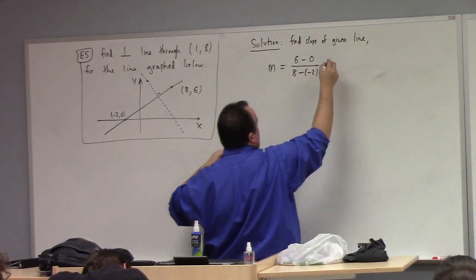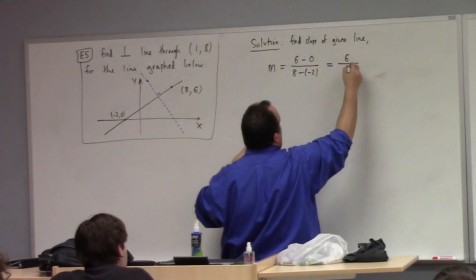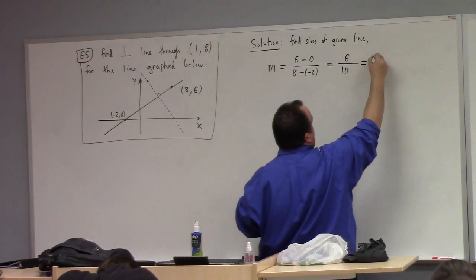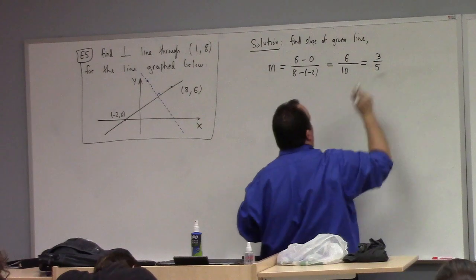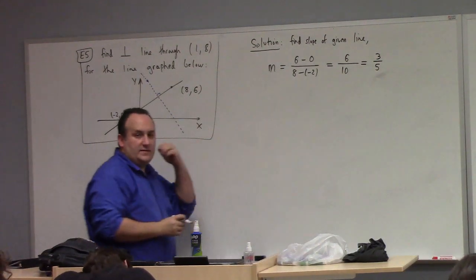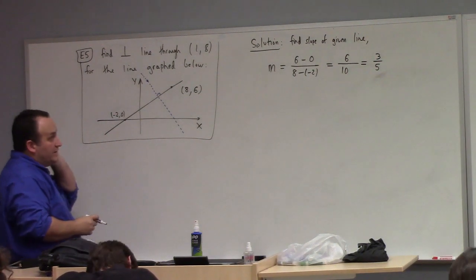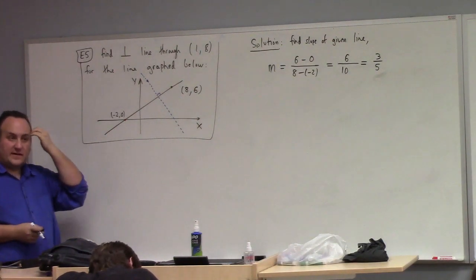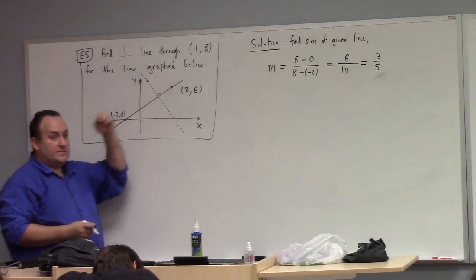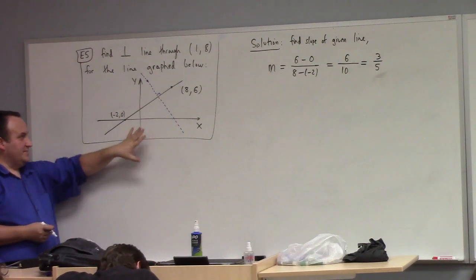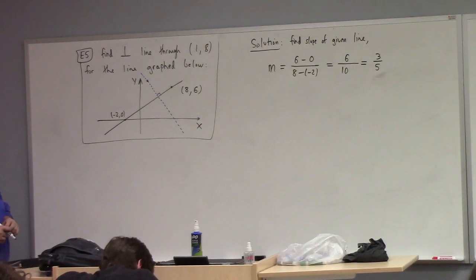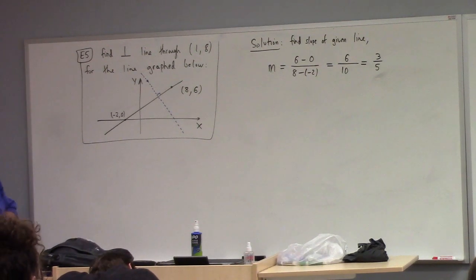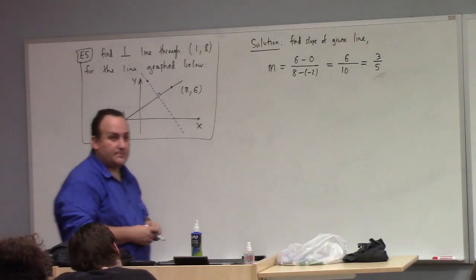So it looks like the slope is going to be 6 over 10, which we could simplify to 3/5. Right, so the slope of the given line is 3/5, meaning that it goes up 3 every time it goes over 5. You go over 5, you go up 3. Even with my not quite awesome graph of it there, it kind of looks like that, right? All right, what's the slope of the perpendicular line then?